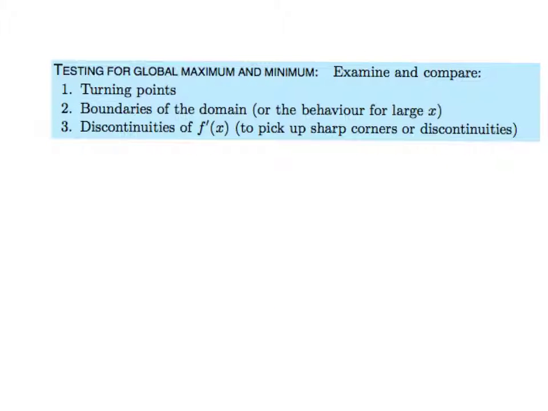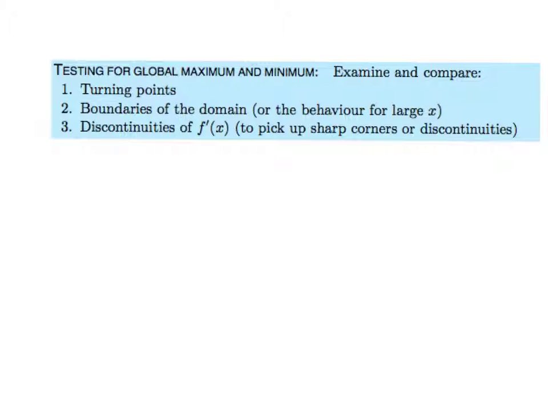Okay, I quite like this step-by-step bit of guidance here. If you're testing for a global maximum or minimum, you have to examine and compare, firstly, the turning points, to see if they are maximum or minimum turning points. Then your second point is to see the boundaries of the domain, because given the domain and the turning points, you've got to look at where the global maximum or minimum occurs.